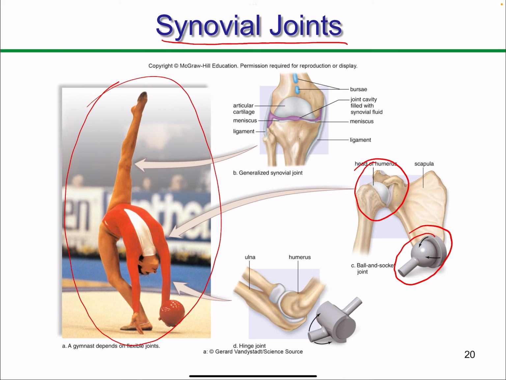Then you have some other joints, such as the hinge joint, right? The hinge joint, you're going to find it, for instance, in the elbow, right here, okay? So you can only extend your arm so long, right? Because of this area of the ulna.